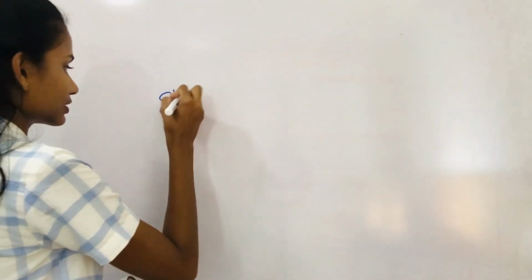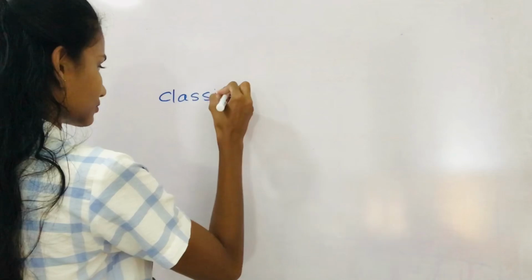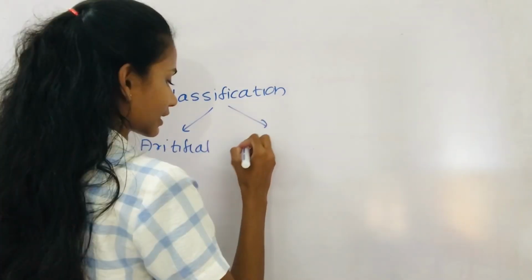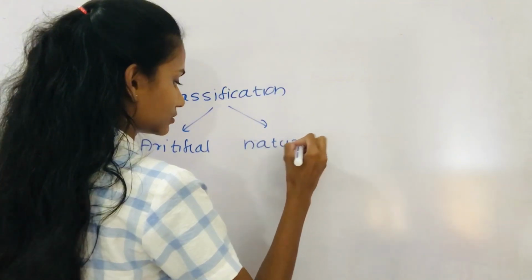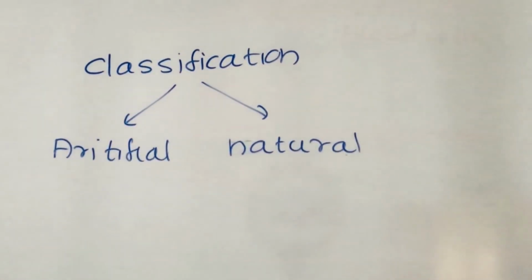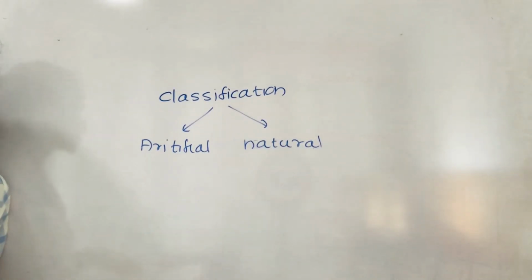Okay, classification. First one is artificial classification. Second one is natural classification. Okay, these are the two methods of classification. First one is artificial classification. Another one is natural classification.